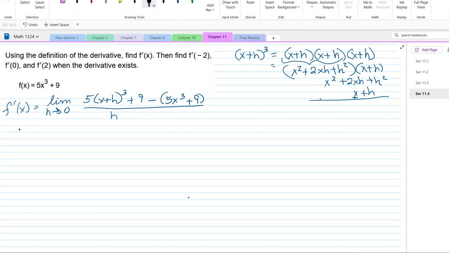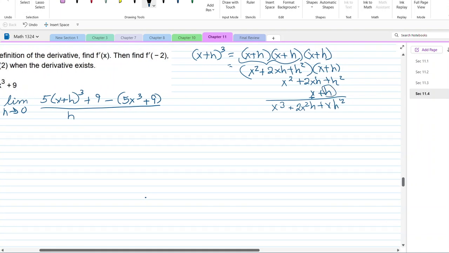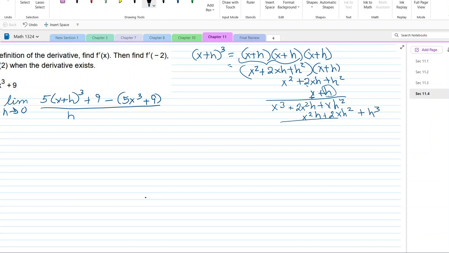So I'm doing x. x times x squared is x cubed. x times 2xh is 2x squared h. x times h squared is a positive xh squared. Now I'm doing the h. h is going to be x squared h plus, and then the h times that is going to be 2xh squared plus h cubed. When I do that, I have x cubed plus 3x squared h plus 3xh squared plus h cubed.